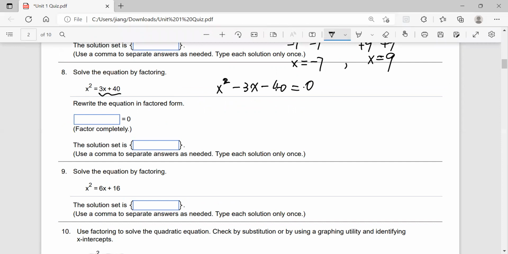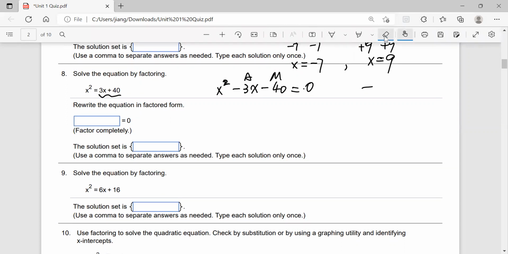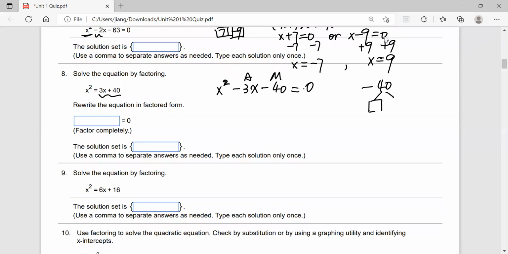And then let's factor this one by the A&M method. Here is A, here is M. So -40, so not 40. Find the two factors. The difference is 3, so there are 5 and 8. One of them must be negative because the multiplication is negative. So 8 is negative because the sum of these two can create a -3.